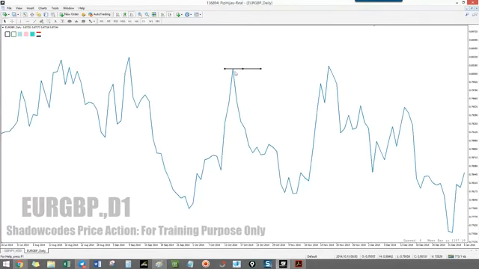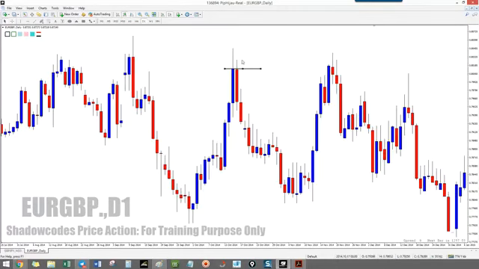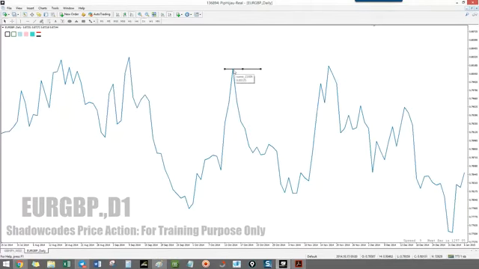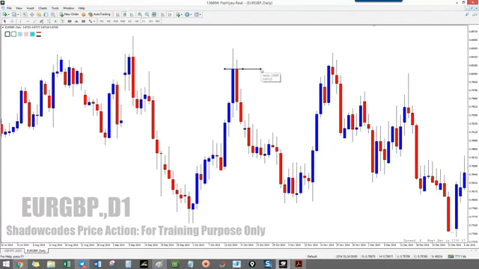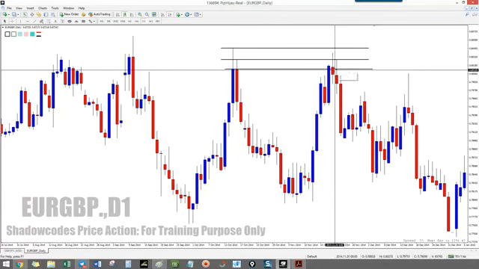Look at the line chart for confirmation. If you do not know which one, this one or this one, turn to the line chart and you will see the peak. Okay, this is the chapter 1 entry. 1, 2, 3. Okay, so over here you will have your entry.